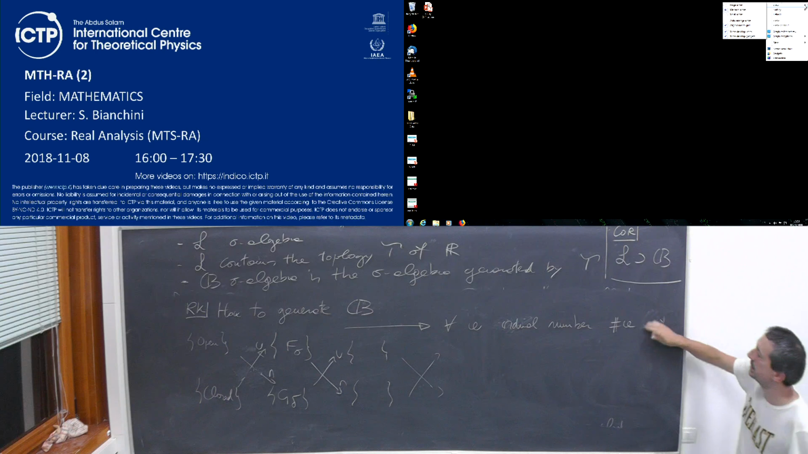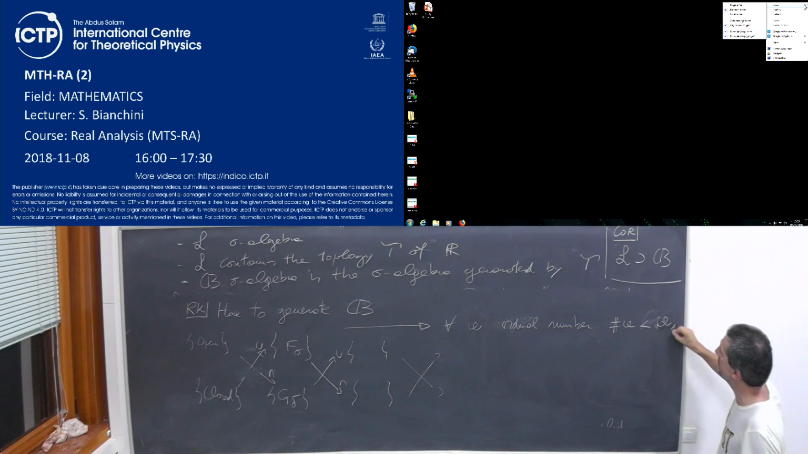Or let's say like this, strictly less than aleph 1, the first uncountable. You mean we do this for every countable ordinal number, and we take the union of all of those? And the union of all of these families of sets is a sigma algebra. Yes, because we do this for every countable ordinal, and then we take the union of all of them.